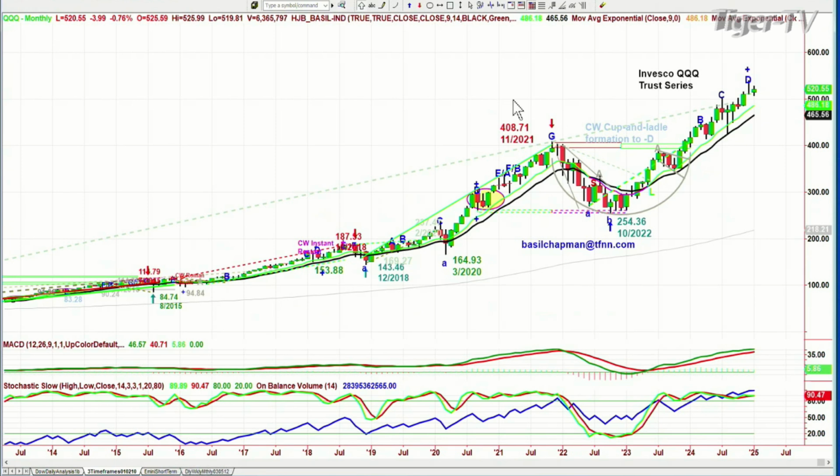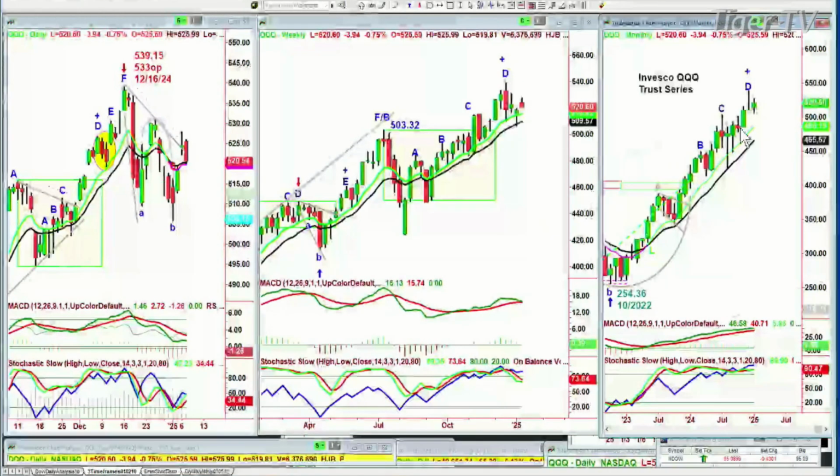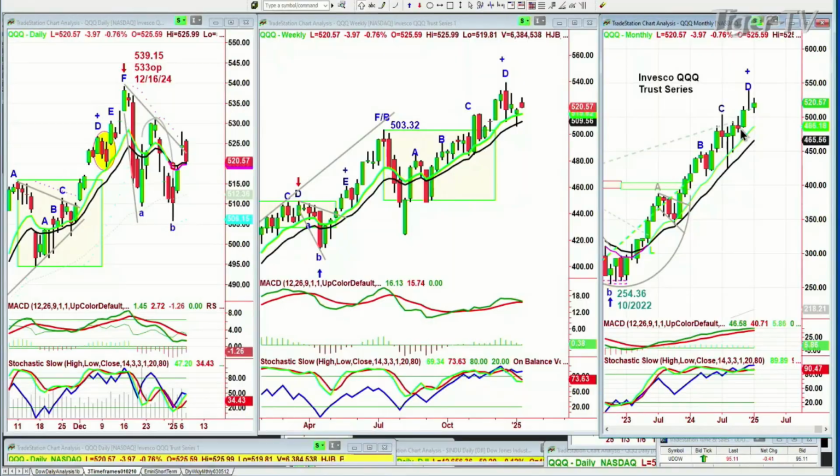In leg D, Invesco Trust is the NDX 100. 254 back in October of 2022. We're trading now at 520. And the technicals look great. I do see this, and I've spoken about it for all of December, going into January, that I see a rotational correction unfolding right now. But there are still sectors that are doing well. I'll be back. Dow's down 52, S&P's down 22.